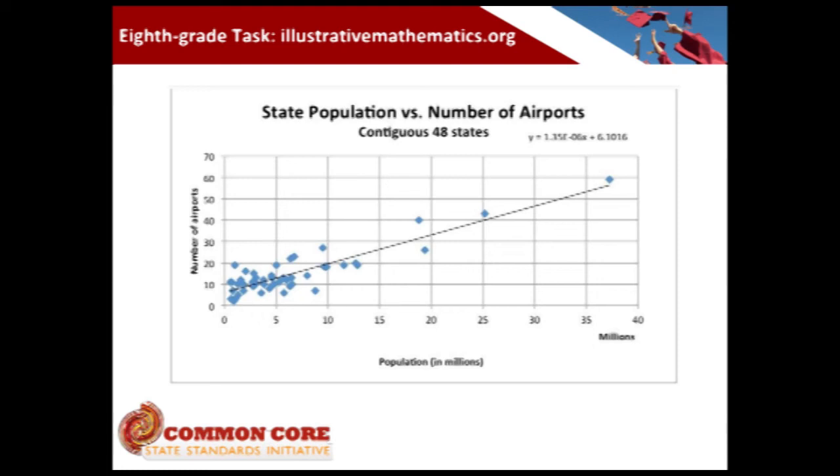Then the next task, I also did not include the text of the task, but I included the graph because I thought it was telling. And so here's some more bivariate data. And again, here we're graphing the relationship between the population of a state and the number of airports it has.